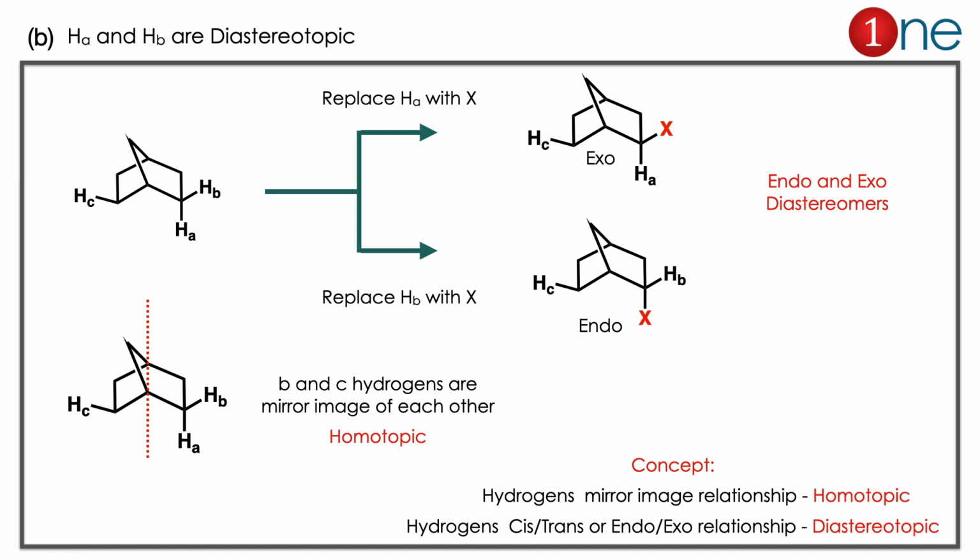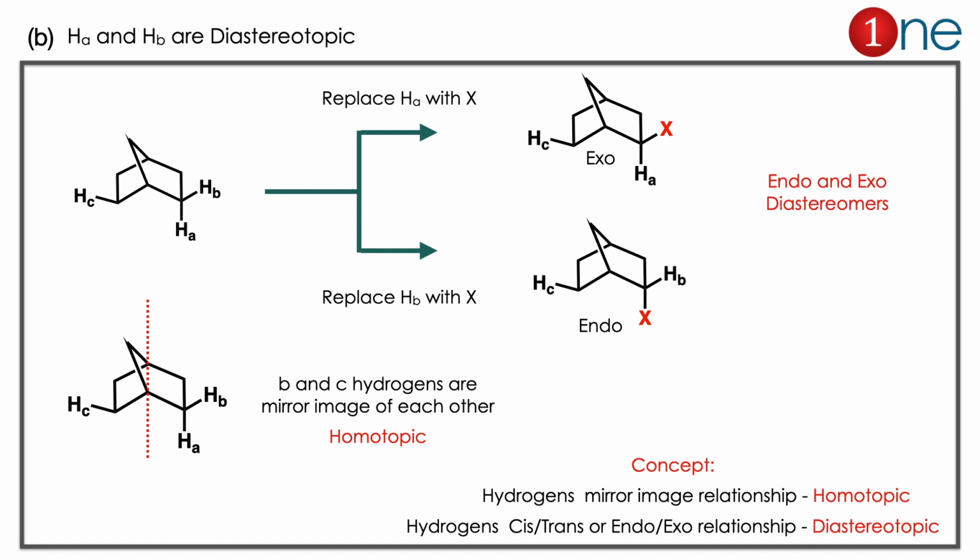What is the relationship between HB and C? HB and C are similar atom because it has mirror relationship, or you can say kind of C2 relationship. So it's a homotopic relationship. So the answer is clearly B. Only correct fact is HA and HB are diastereotopic.